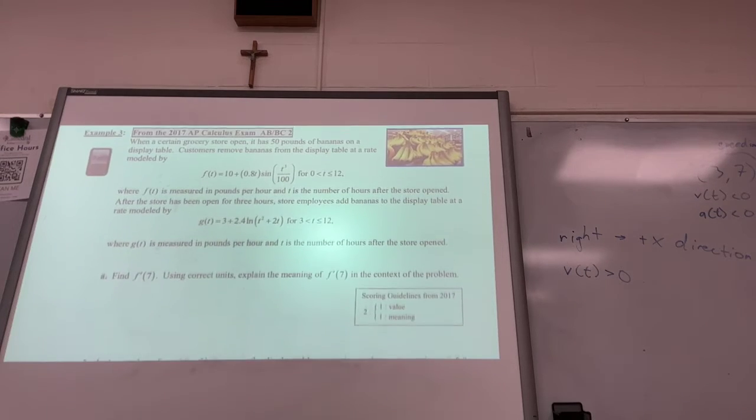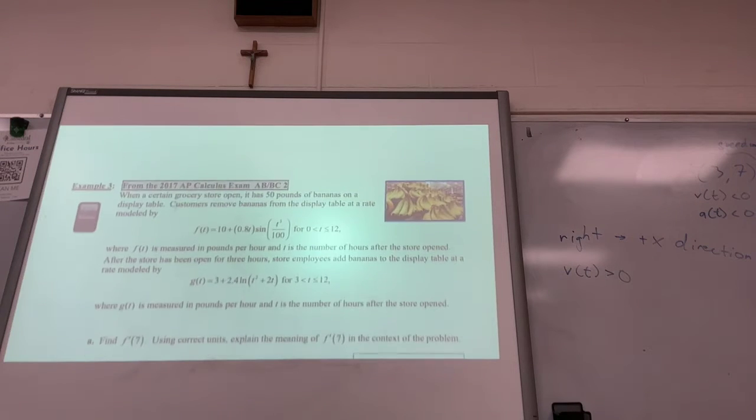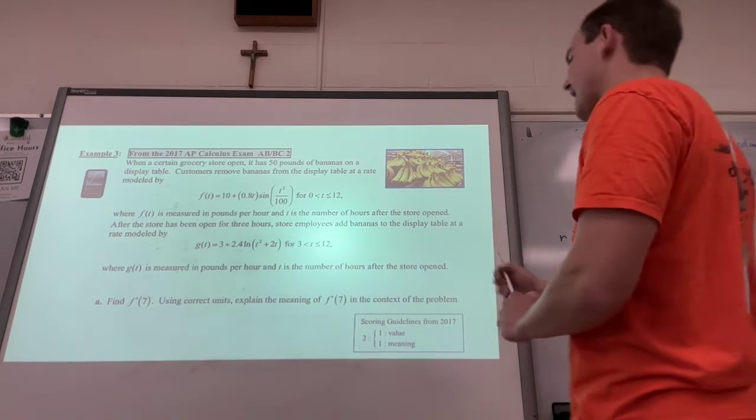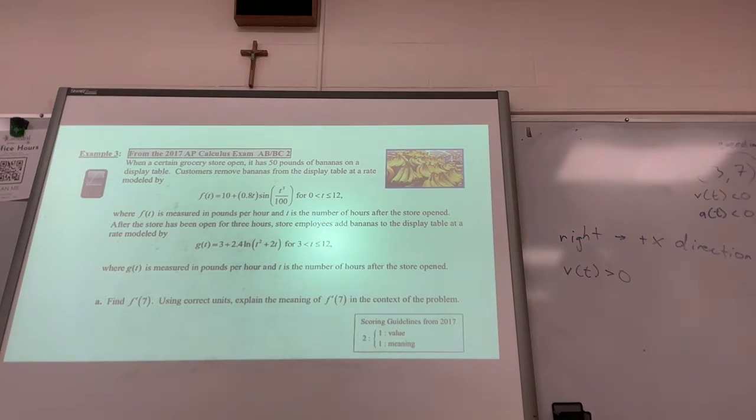All right, example 3. Let's finish this one and go to lunch. So a certain grocery store opens. It's got 50 pounds of bananas on a display table. The bananas are removed at this rate. The store employees add bananas at this rate. So what's the rate of change going to be? What's F?